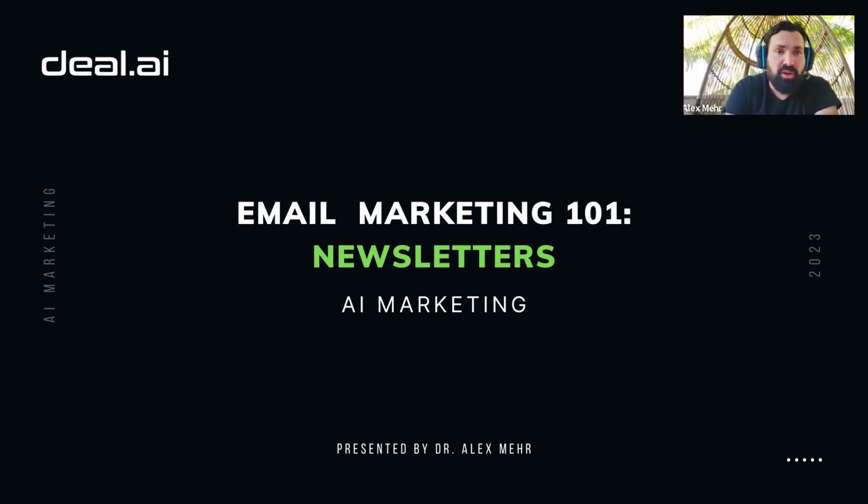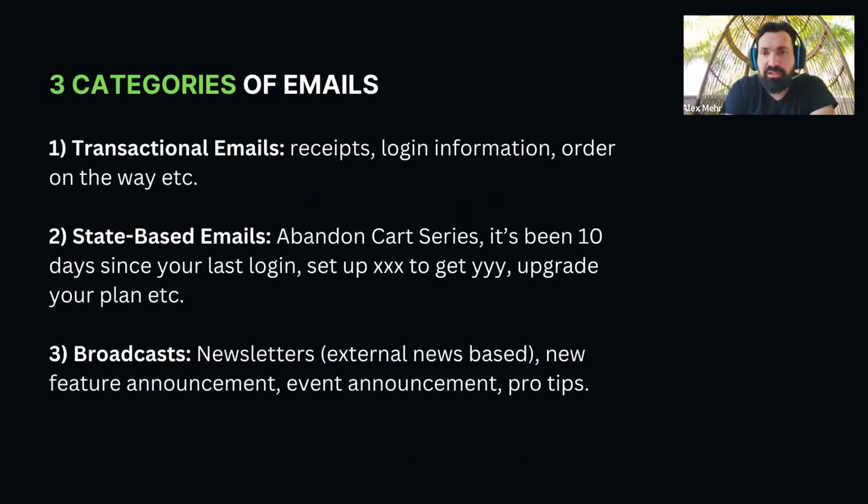Okay. So last week I used this slide to talk about the three main categories of emails that a business sends to its customers. Transactional emails, which are things like receipts, login info, and order on the way, if you have an e-commerce, like shipping information and stuff like that. So that's one category, transactional emails. That's normally the term people use.